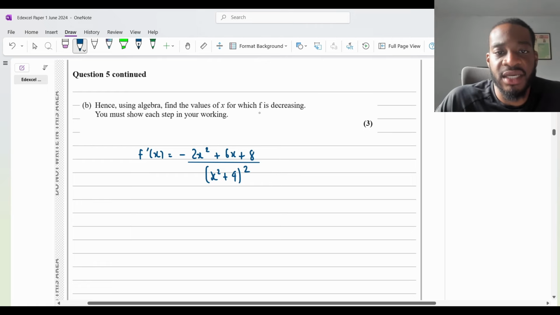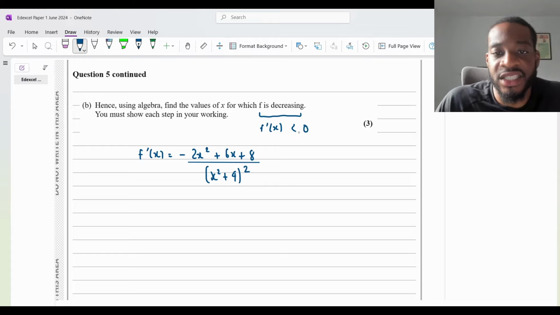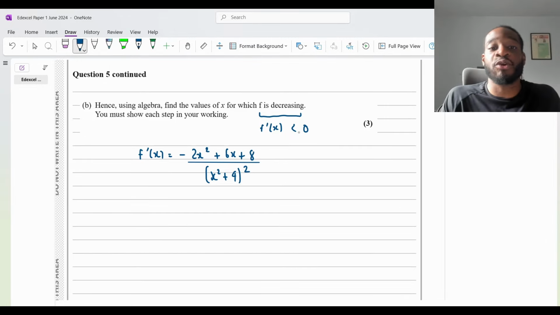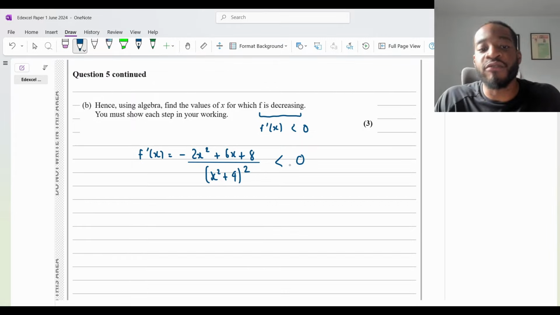Now remember what this means. If f is decreasing, it means that your gradient is negative, right? In other words, f dash of x, because we're dealing with function notation, has to be less than 0, right? The reason why it says hence is because you have f dash of x. You did that in part A. So all we need to do to answer this question is set this less than 0 and solve this.